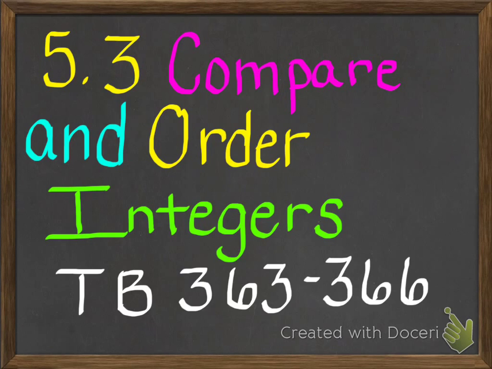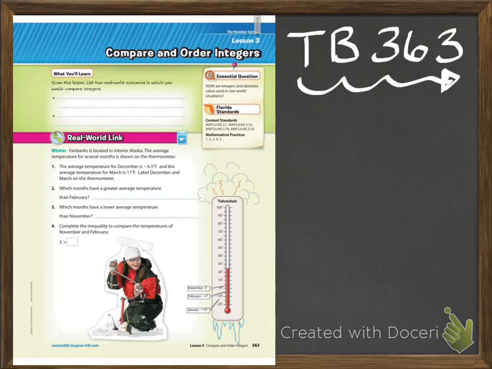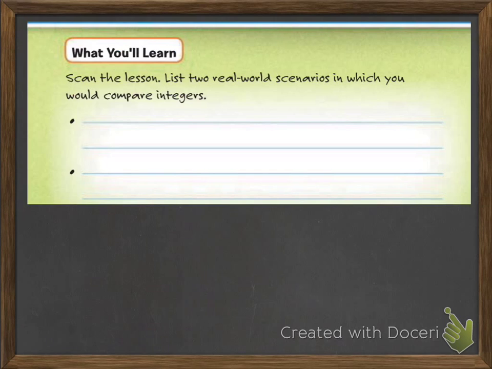We're going to be talking about Chapter 5, Section 3, which is learning to compare and order integers. We learned a lot about integers in the last two sections. Now we have textbook pages 363 through 366. On this first page, 363, you should see the skier at the bottom, and it says to scan the lesson and list two real-world scenarios in which you would compare integers.